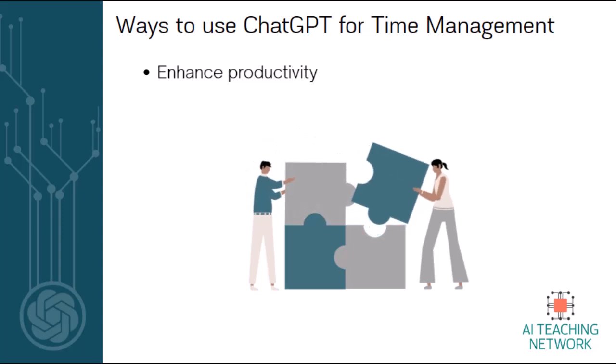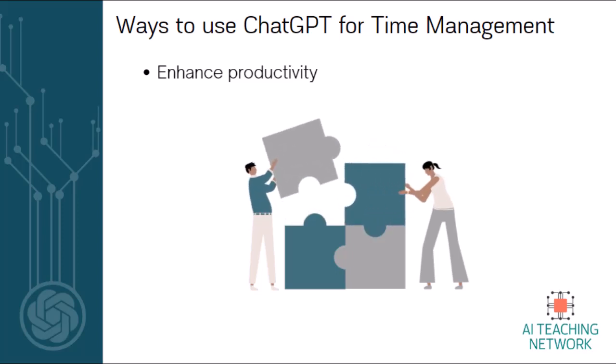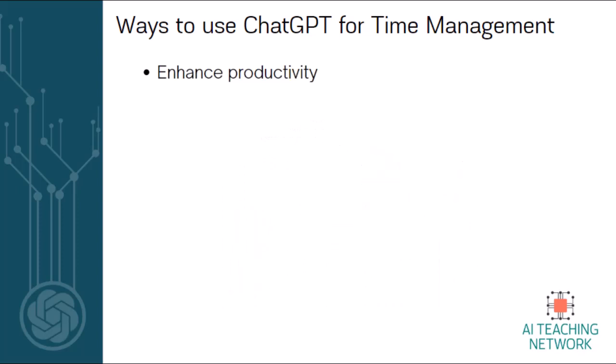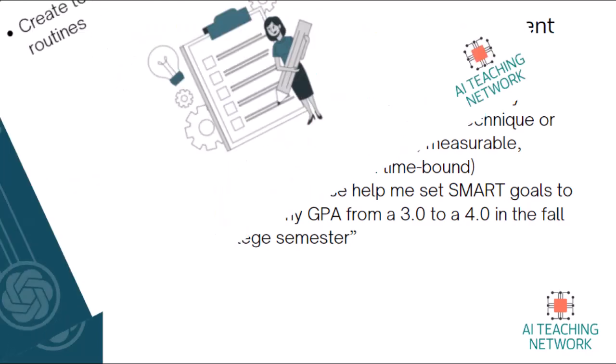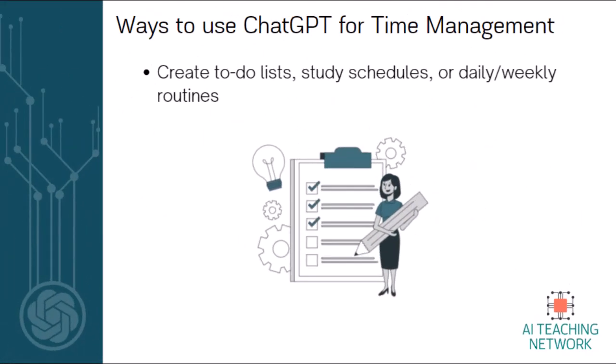And now let's talk about using ChatGPT to enhance your productivity. ChatGPT can provide guidance with popular productivity techniques such as the Pomodoro Technique, or setting SMART goals, which stands for specific, measurable, achievable, relevant, and time-bound. For example, you can ask ChatGPT, please help me set SMART goals to improve my GPA from a 3.0 to a 4.0 in the fall college semester.